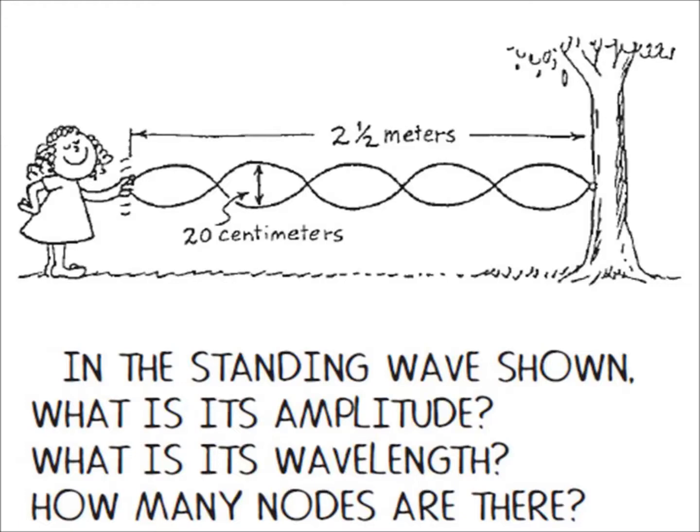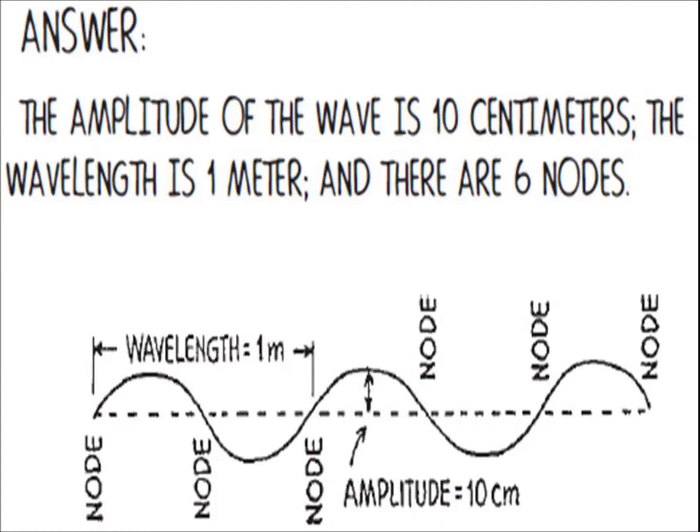Okay. Well, let's see. It's 2.5 meters, and you'll see that there's 1, 2, and a half. So there's going to be 2.5 wavelengths. If it's 2.5 wavelengths and it's 2.5 meters long, each wavelength is going to be a meter long.